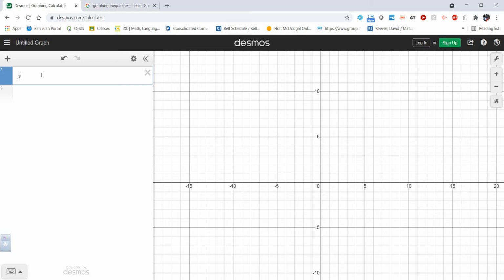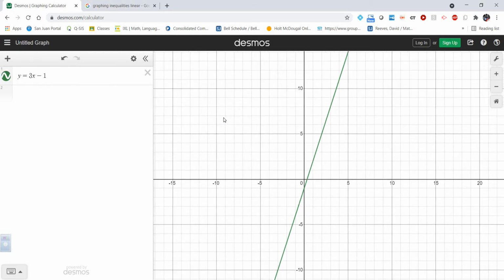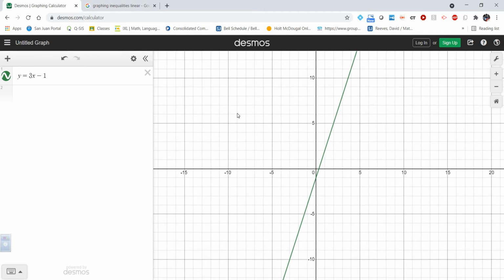I'm going to type in an equation here in my handy dandy Desmos calculator. y is equal to 3 times x minus 1. Remember, every point on that line is a solution to that equation. That equation has a y-intercept of -1 and a slope of 3.